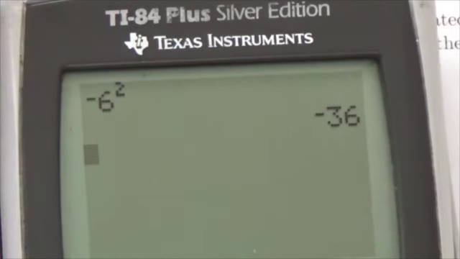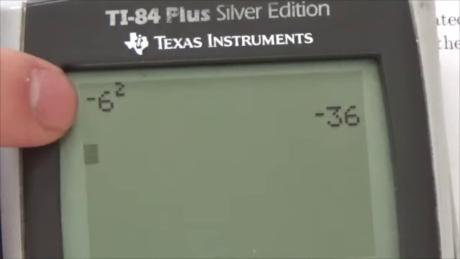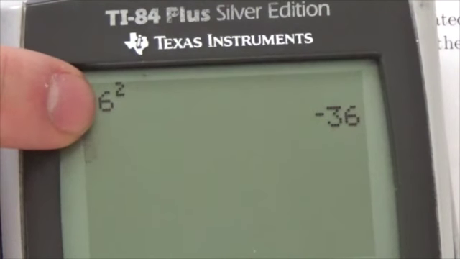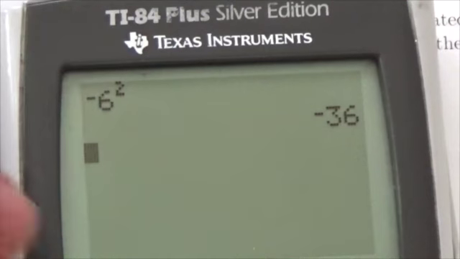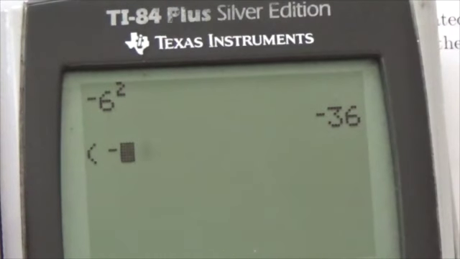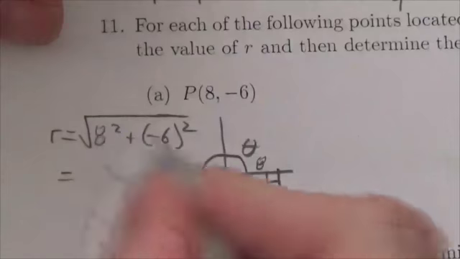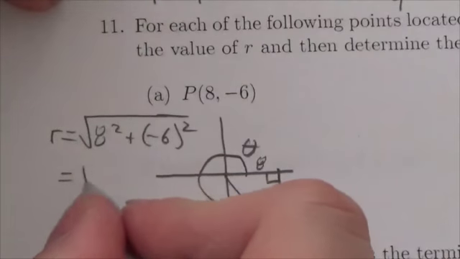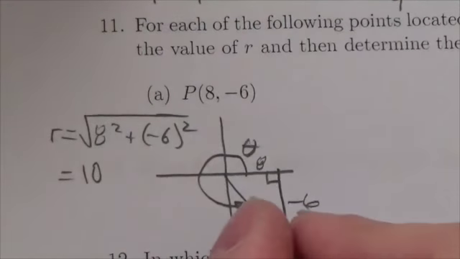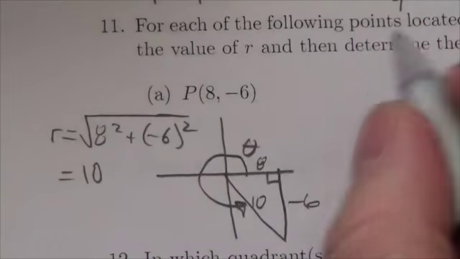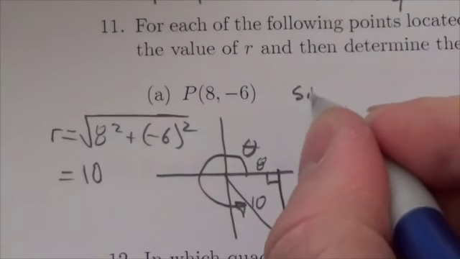But you know that a negative times a negative isn't negative, it should be positive. That's because the square here only applies to the 6. It doesn't apply to the negative. If you want that to be (-6) squared, you have to tell the calculator (-6) squared. So you put that in brackets, and there's where the 36 comes from. When you do this, you will get 64 plus 36, or 100, and then the square root is going to be 10. So the r value here will be 10.